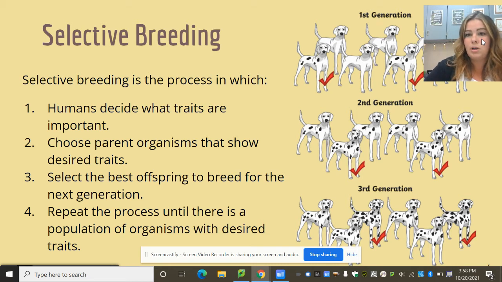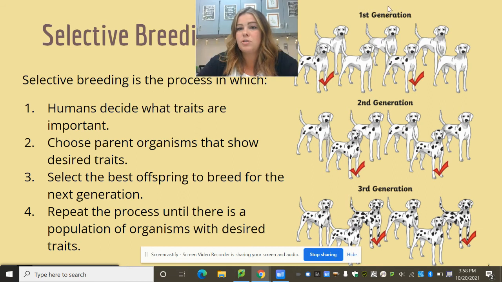So if we look over here at our example, you can see the first generation in these dogs. Most of them are pure white, and then we have a few of them that have spots. So if you were trying to get dogs that have spots or more spots, you would choose 2 parents that have at least some spots, right? And that is shown here by these 2 red check marks.